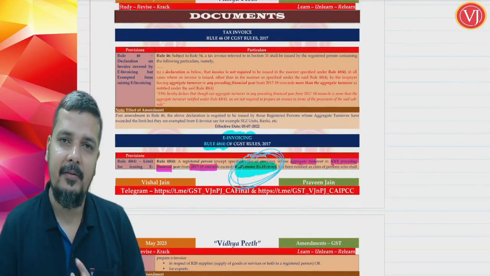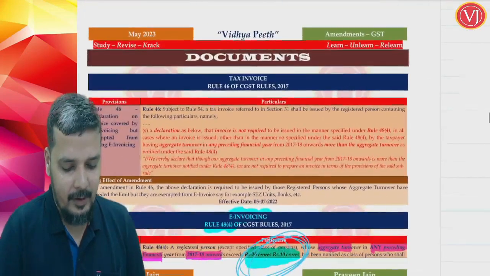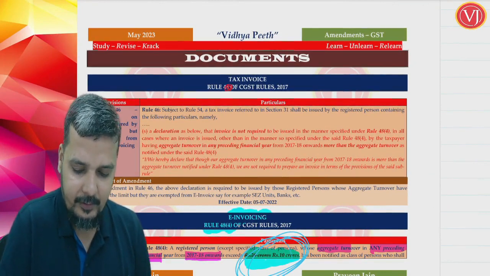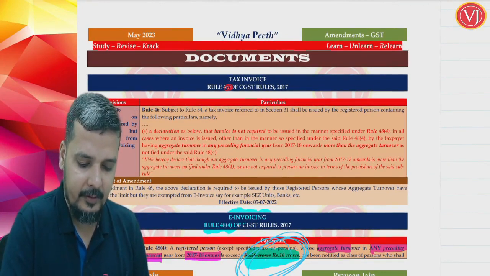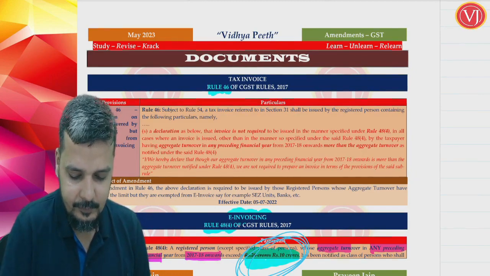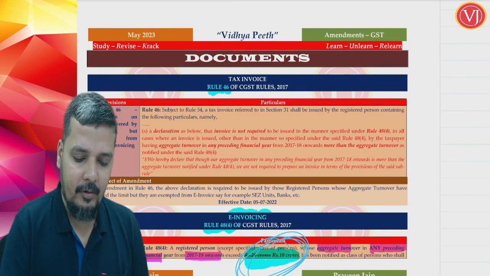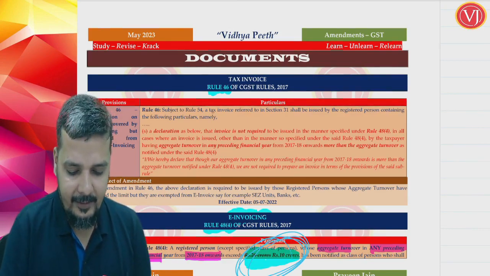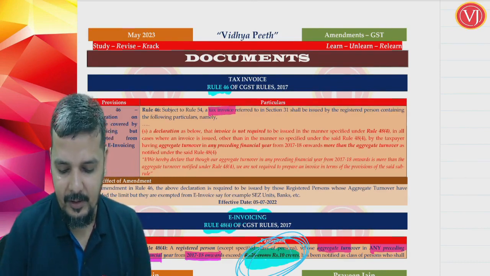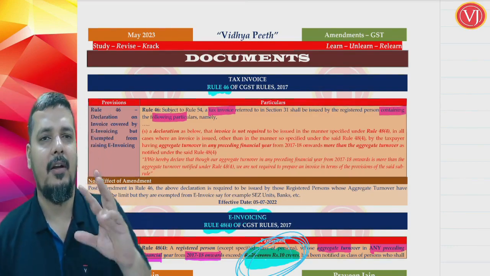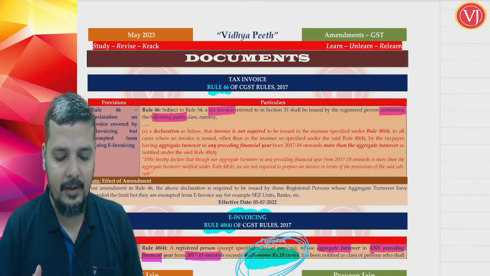Now the other amendment, which is also related to e-invoicing, is given in rule 46. See this point, that is all again related to your e-invoicing. What a tax invoice should contain, subject to rule 54 in special cases: a tax invoice as in section 31 issued by a registered person shall contain the following particulars. There's a long list of details of what a tax invoice should contain. Contents of a tax invoice are given in rule 46.